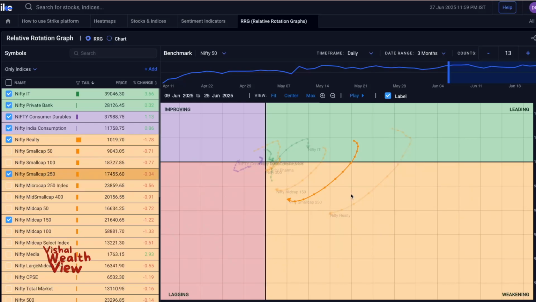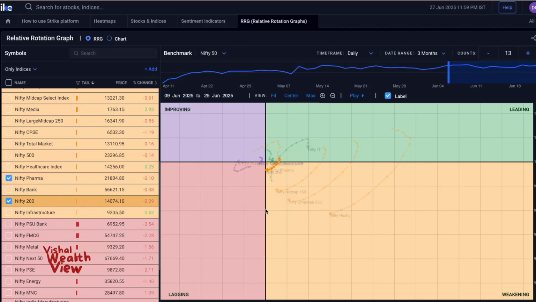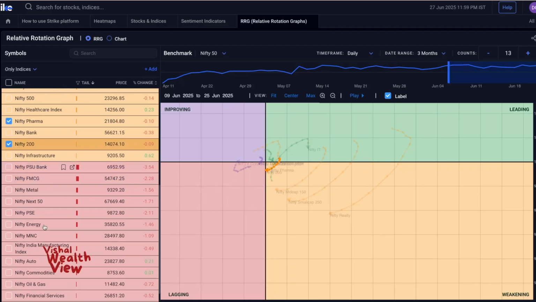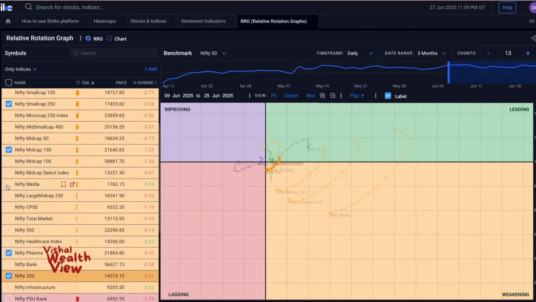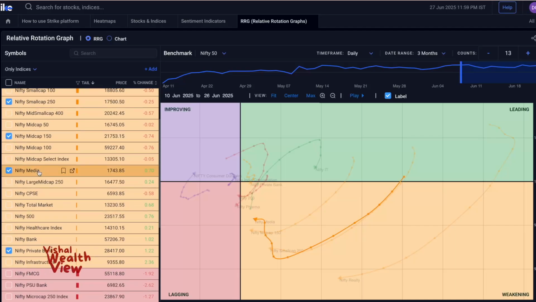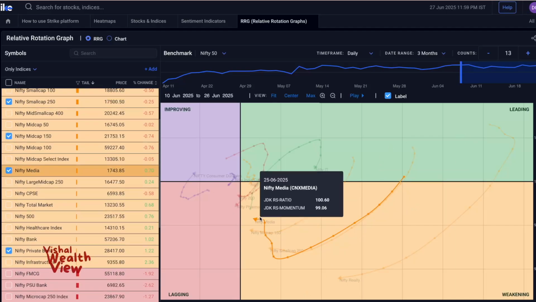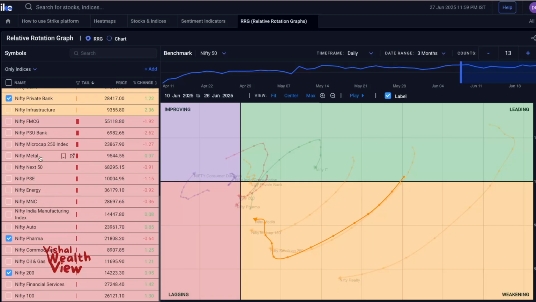What about Nifty Small Cap 250? Nifty Small Cap 250 is also entering a weakening phase. Same with Mid Cap 150. Same with Pharma. Same with Nifty 200. Let's take a look at some other indexes, what they are doing. What about Nifty Media? Nifty Media is also entering a weak state. Is there anything that's entering the positive state?